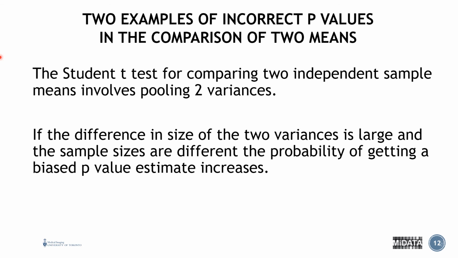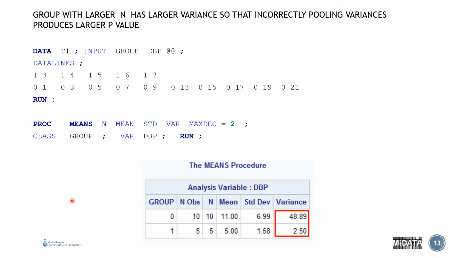So this is just something you need to remember and something you should look for when you're doing even simple t-tests: are the variances equal or similar? And do I have an unbalanced analysis? Meaning that the two group sizes are very different. Okay, as always, let's look at an example. In this case, the group with larger n, or sample size, also has larger variance, and so incorrectly pooling the variances produces a larger p-value.